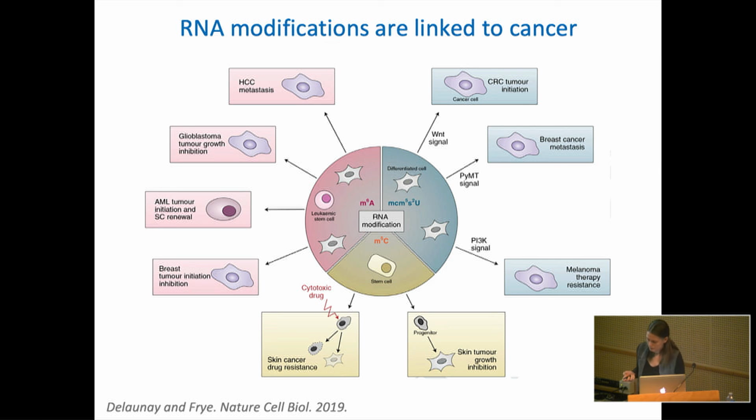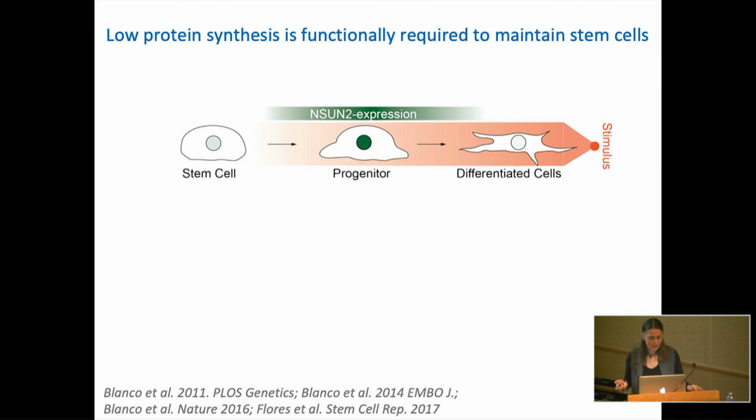If I have a couple of minutes left, I would just like to summarize what it all means. From all the work we have done, we come back to the point that a stem cell or a tumor-initiating cell is a cell that functionally requires low protein synthesis. We know this because enzyme 2 is not expressed in the stem cells, but it is dynamically regulated and highly upregulated in the progenitors, and later in the terminally differentiated cells it is gone again.